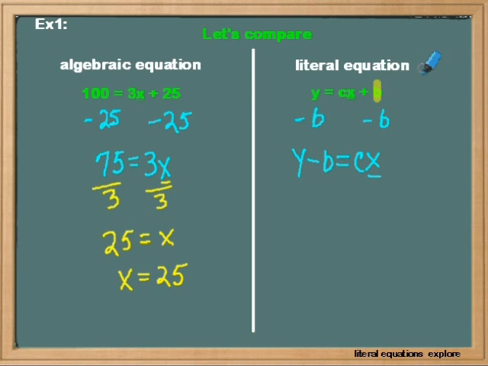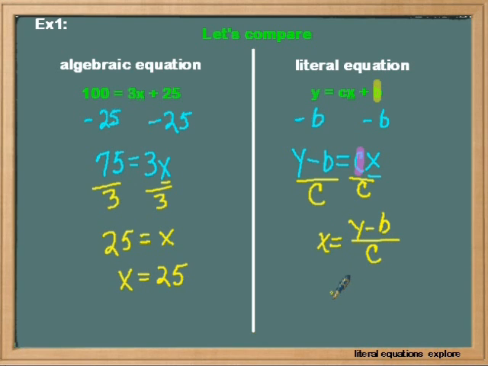Which one of the letters is the same as the 3 in the algebraic equation? The c, correct. So that is the one that we have to move over to the other side. How will we do that? Well, since this reads c times x, we will once again divide. Everything needs to be divided by the c on the other side, and that means that this will look like x equals y minus b over c.